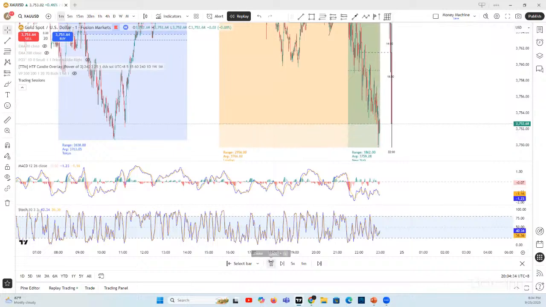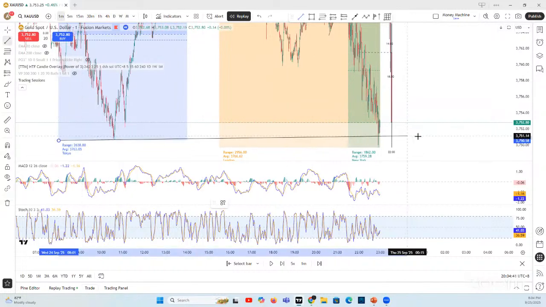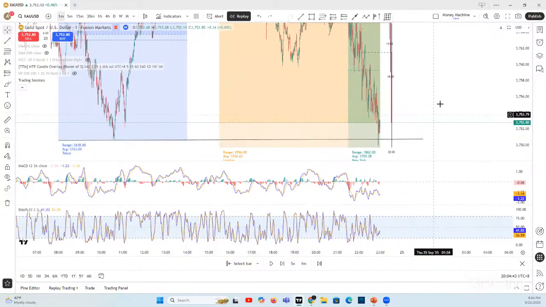Pushing and pushing down there, and now it hit the Asia low. You see, my friends, that's it.